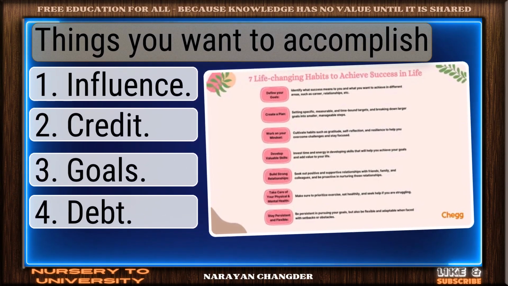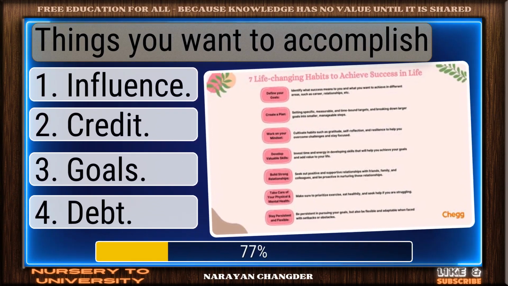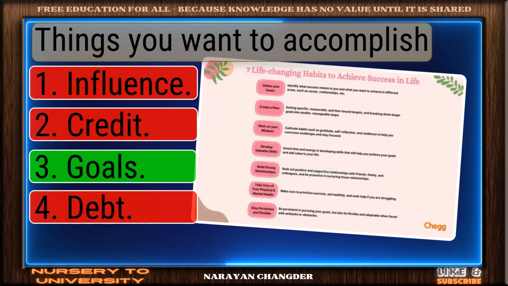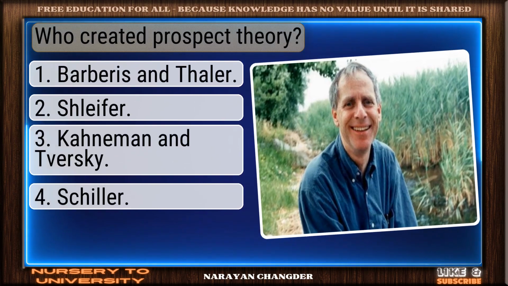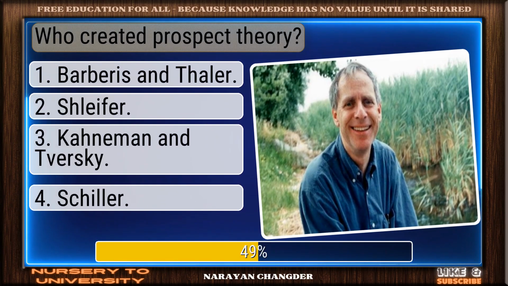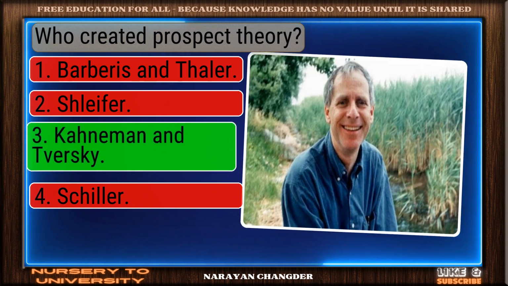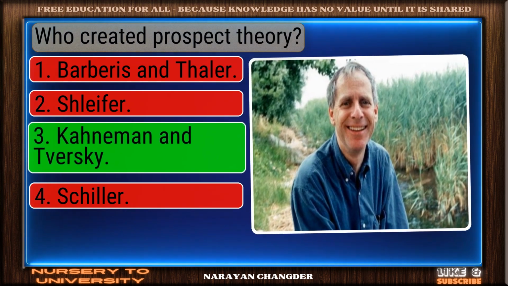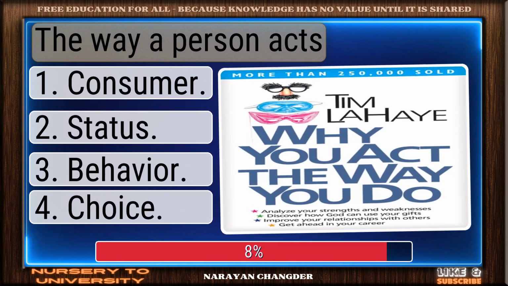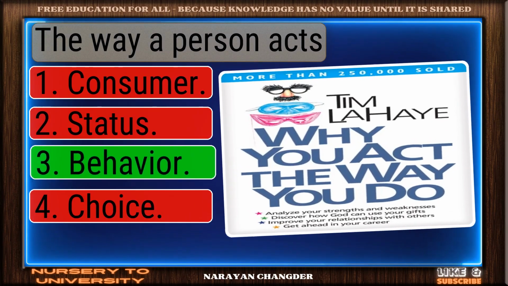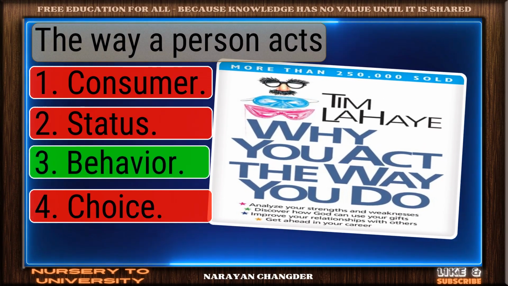Things you want to accomplish. Great thinking. Goals is the right choice. Who created prospect theory? Nice work. You chose Kahneman and Tversky, and it is correct. The way a person acts. You got it. Your choice behavior is right.